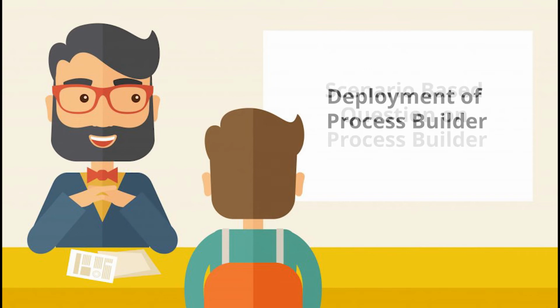And I would like to know, do you know about any deployment strategies that we should follow while deploying process builders to higher orgs? Like, how it should be done? Do you have any idea on that? Yeah, so by default, when we deploy any process builder or flow, it gets deployed in inactive state. So as part of any post deployment activity, we need to activate it.